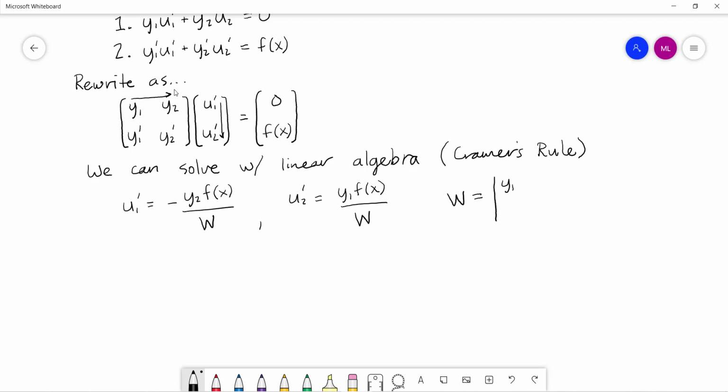So y1, y2, y1 prime, y2 prime. And remember, the determinant is basically this times this minus this times this. So you go this way and this way. This is positive, this is negative, and you add them together.